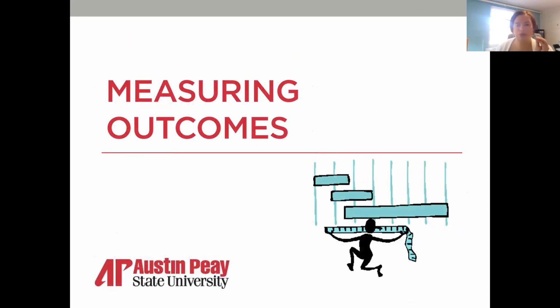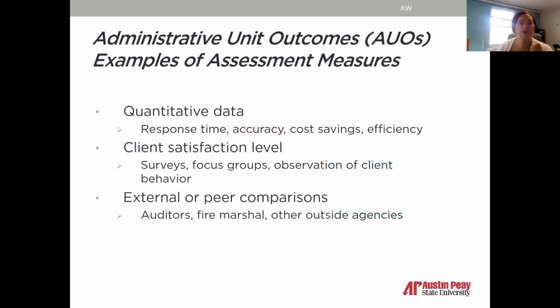So now we want to think a little bit about measuring those outcomes. Once we have the outcomes, we have to be able to measure how well we're doing them. For administrative outcomes, usually that's quantitative data that we collect, or that we learn to collect if we're not collecting it already. Things like response time, how accurate something is, how efficient something is. You can define how you collect that. A lot of us are collecting different types of counts anyway, so this is a way to use that.